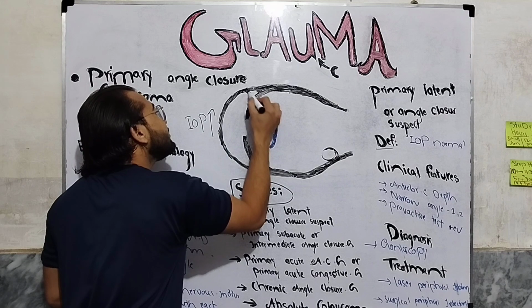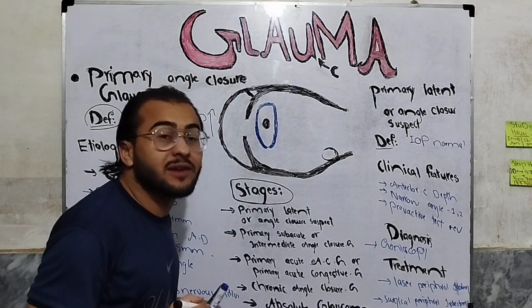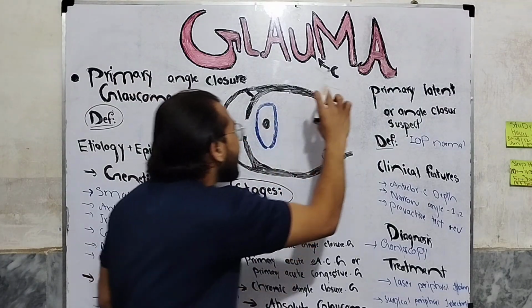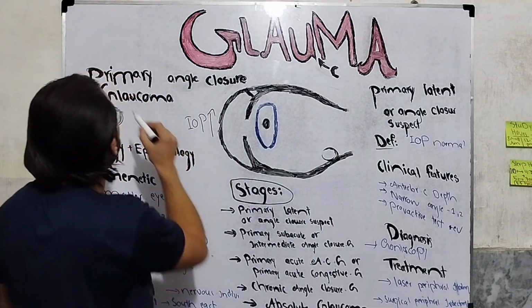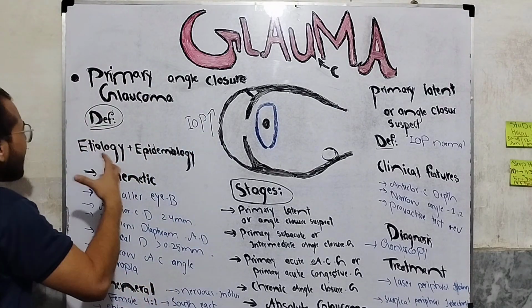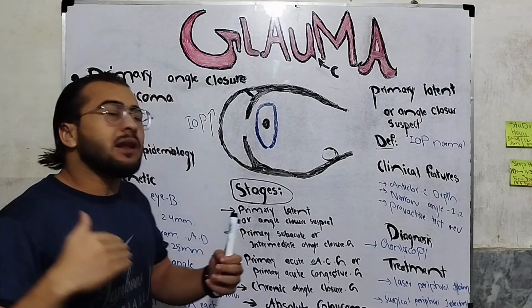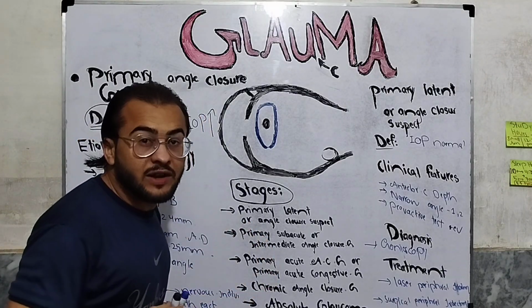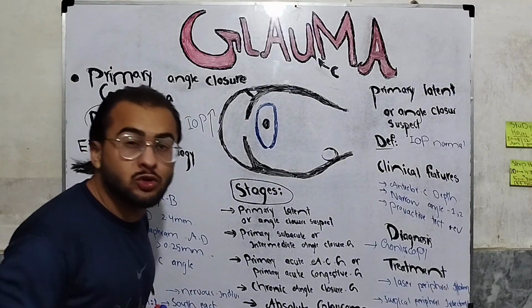The anterior chamber angle closure will cause the increased intraocular pressure, and this increased intraocular pressure will cause bilateral optic neuropathy. This is called primary angle closure glaucoma. So what are the etiology and epidemiology? Remember, there are genetic factors and general factors which predispose a patient to primary angle closure glaucoma.